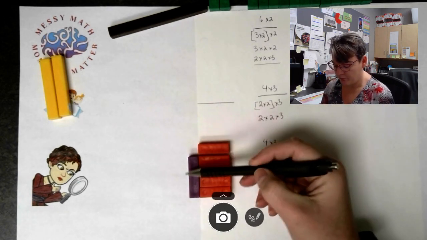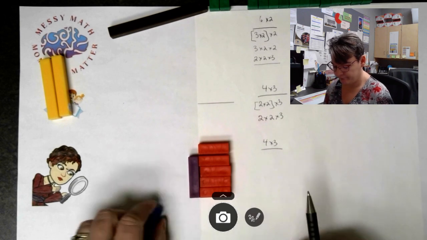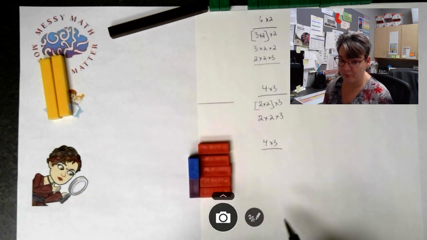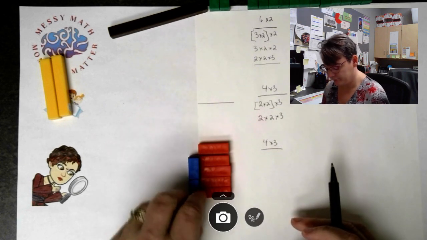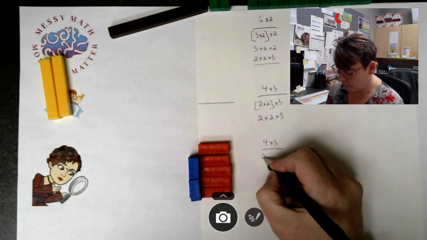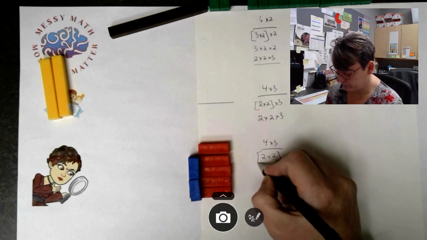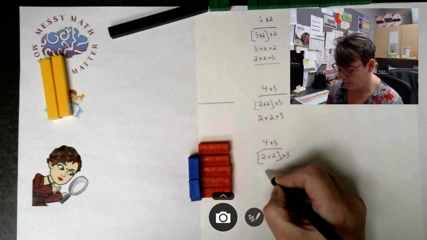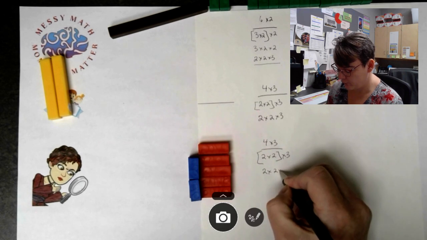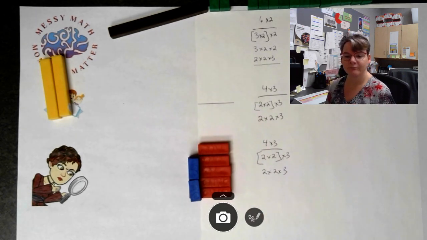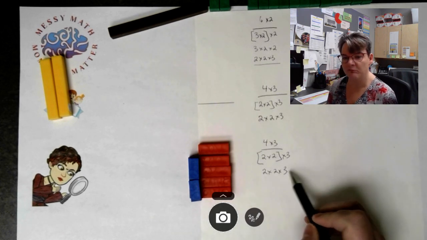The 3 is a prime number, but the 4 is not. And students might already be able to see a pattern here. So my 4 becomes 2 2's multiplied by 3. So 2 multiplied by 2 multiplied by 3. And I'm down to just my prime factors.